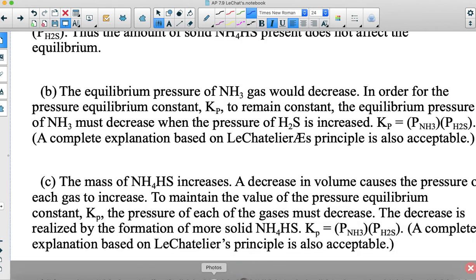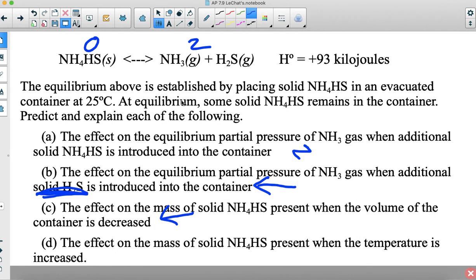The mass of the reactant increases. A decrease in volume causes the pressure on the gas to increase. To maintain a value of the pressure of the equilibrium constant K sub P, the pressure of each gas must decrease. Again, I'm doing LeChatelier's thing here instead of what they've got there. All right, the last one.